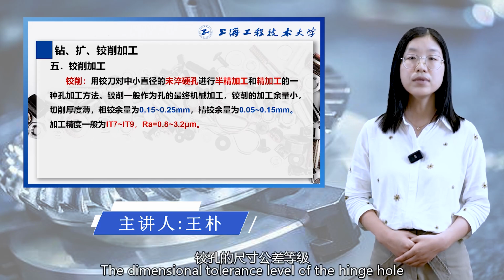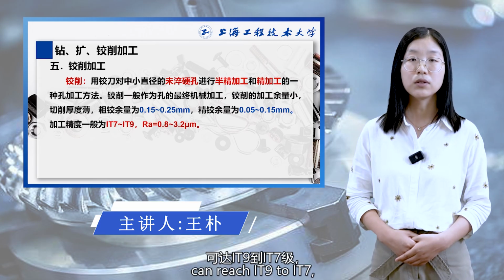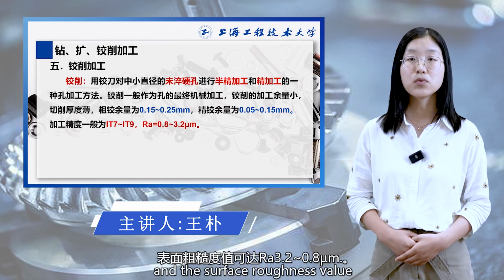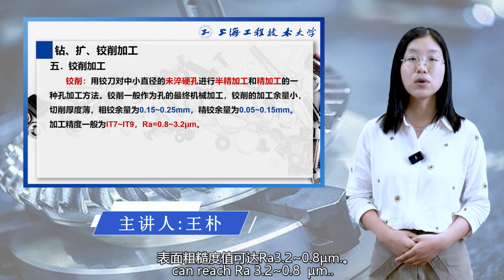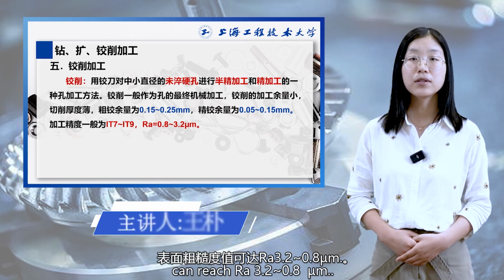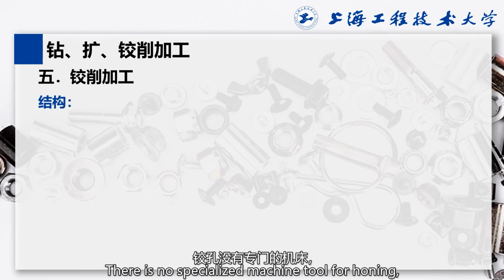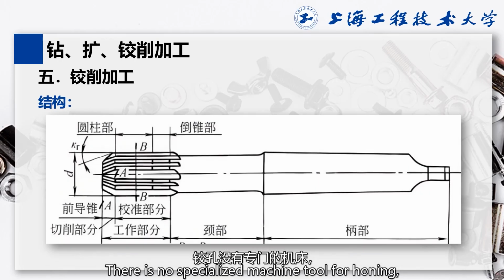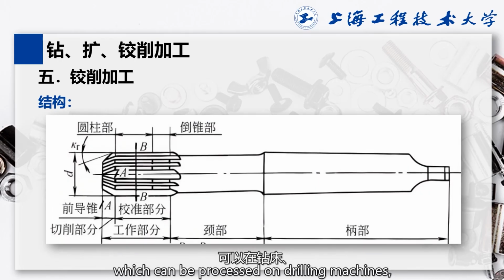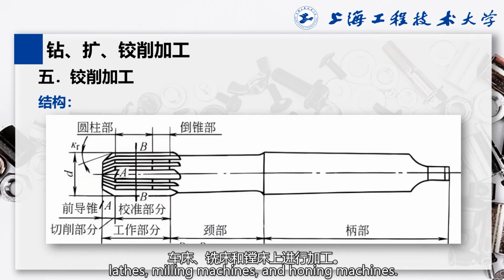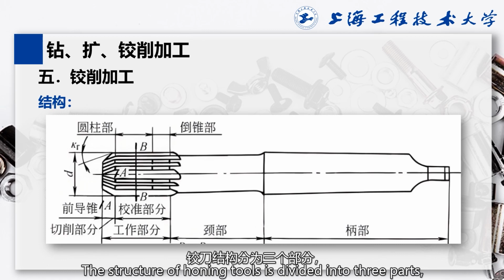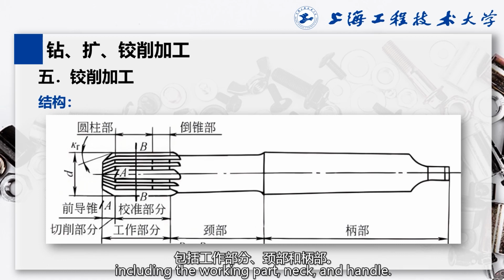The dimensional tolerance level of the reamed hole can reach IT9 to IT7, and the surface roughness value can reach Ra 3.2 to 0.8 microns. There is no specialized machine tool for reaming, which can be processed on drilling machines, lathes, milling machines, and boring machines. The structure of reaming tools is divided into 3 parts, including the working part, neck, and handle.